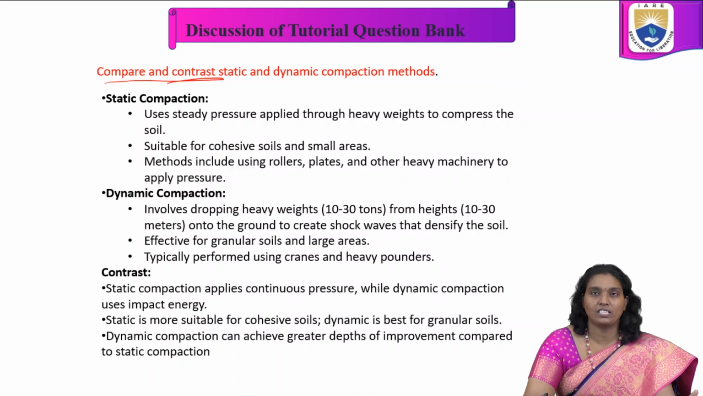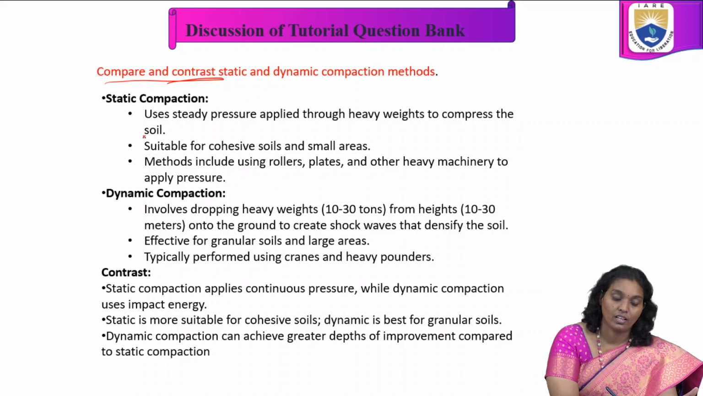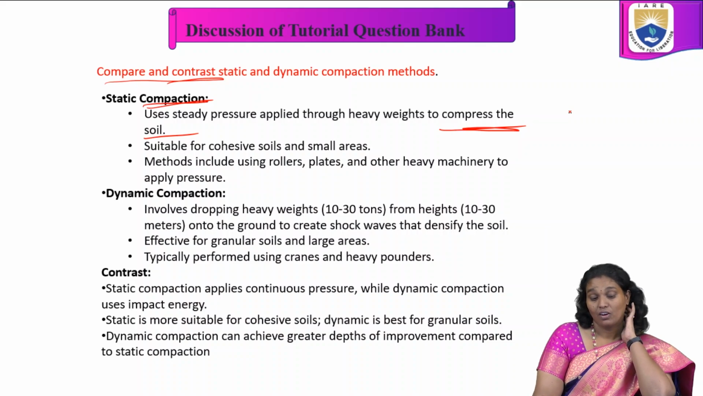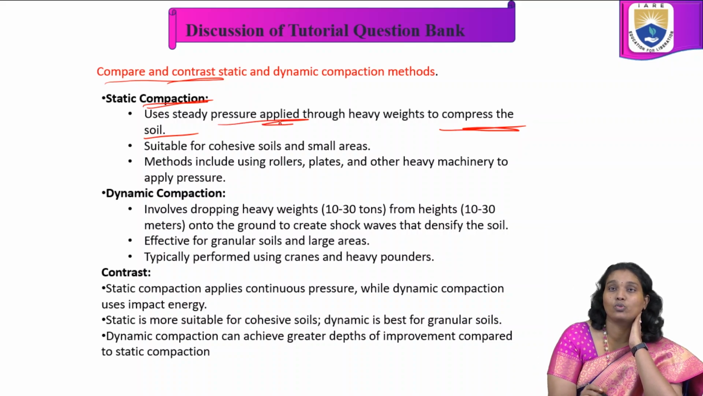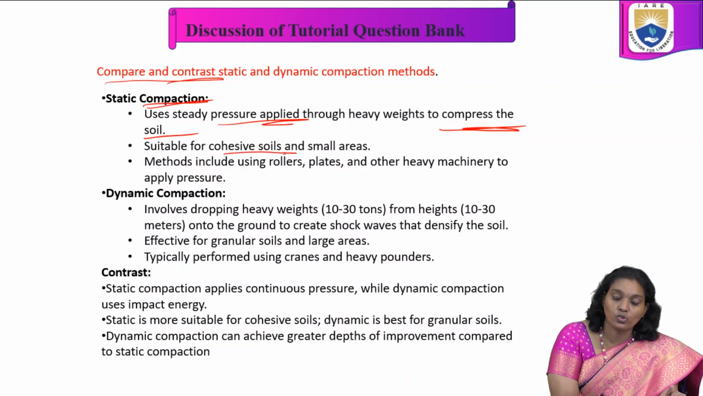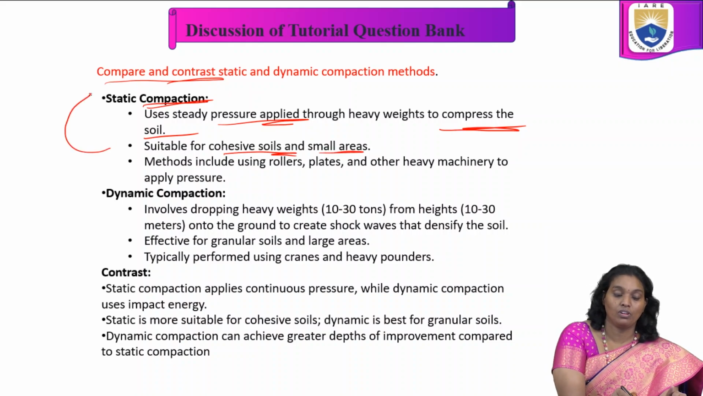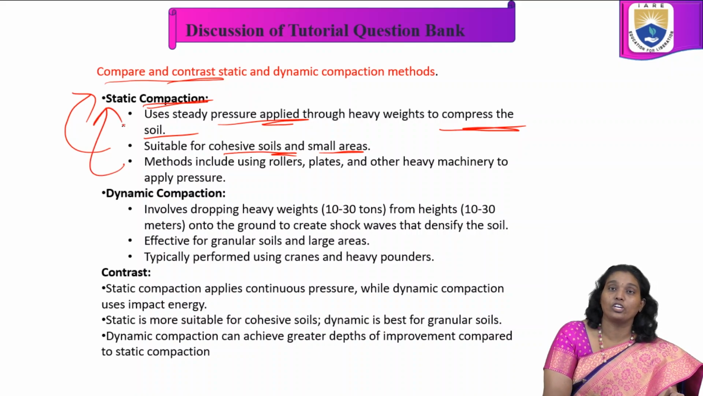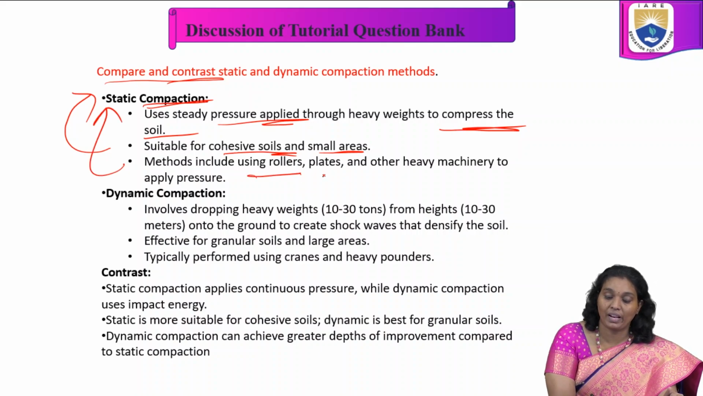First we understand static compaction, then dynamic compaction, in the comparison. Static compaction uses steady pressure applied through heavy weights to compress the soil. Compaction is nothing but compressing the soil in both situations, but here we use steady pressure applied through heavy weights. It is suitable for cohesive soils and small areas. The methods include rollers, plates and other heavy machinery to apply the pressure.